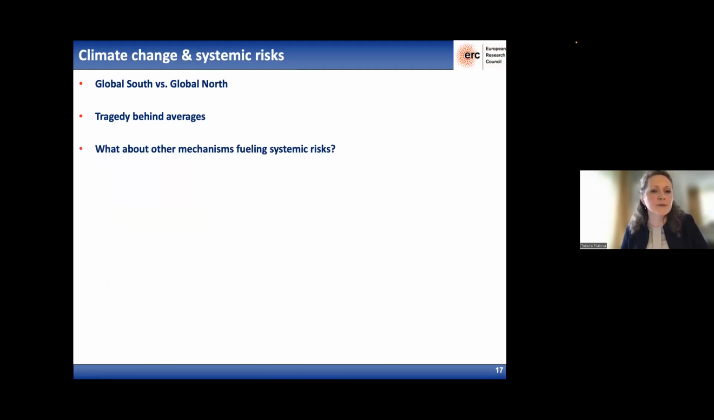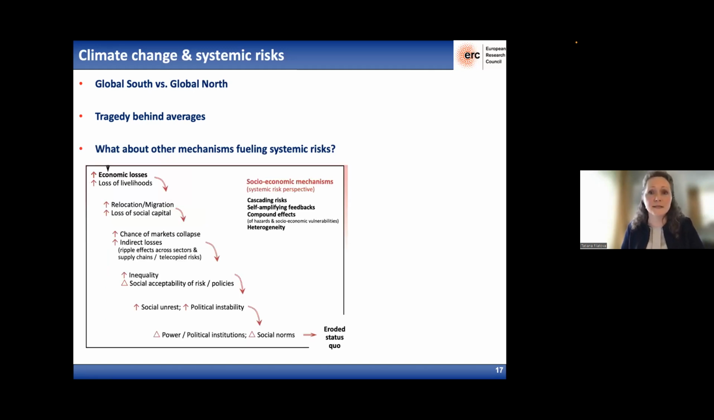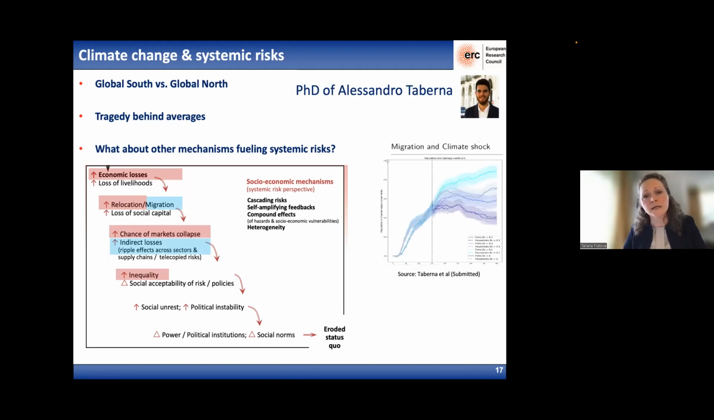The last thing which I want to mention is that, of course, we need to look at other mechanisms fueling systemic risks. In this case that I showed you, we looked only at the economic losses, relocations and housing markets and how they impacted different households. Alessandro this morning, for example, within the ERC project, is looking at migration and indirect losses as well. And I'm now starting a project where we look also at the social acceptability of risk and how that changes with experience and social amplification, and how policies could be changing because of that.